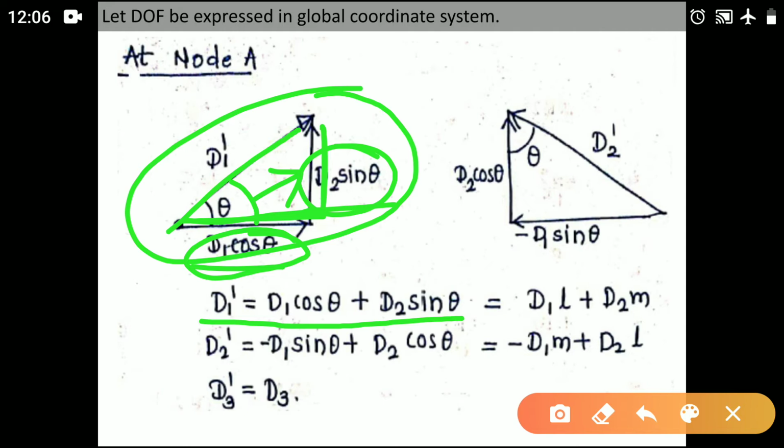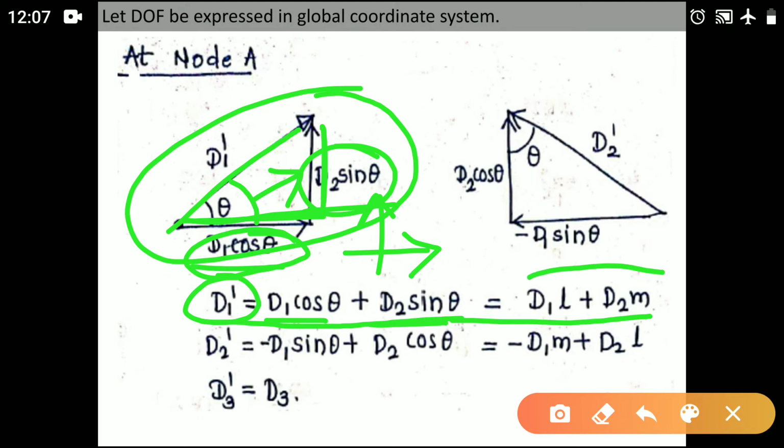According to the sign conventions, write upward positive. So d1 cos theta plus d2 sin theta. And they are further written as a simpler equation by taking cos theta equal to L and sin theta equal to M. So in the next line this can be written as d1 dash equal to d1L plus d2M. This is for d1 dash.